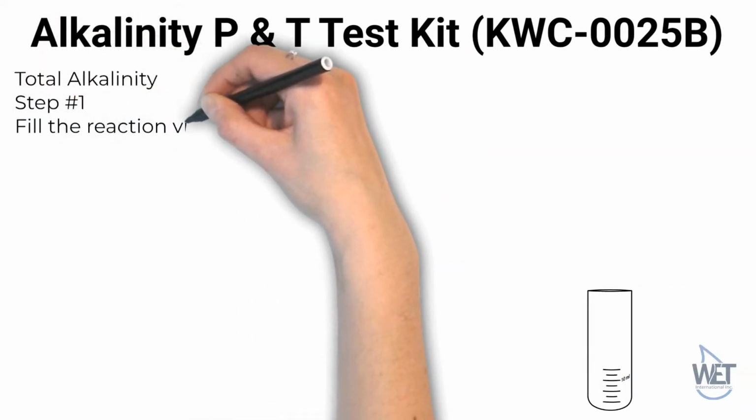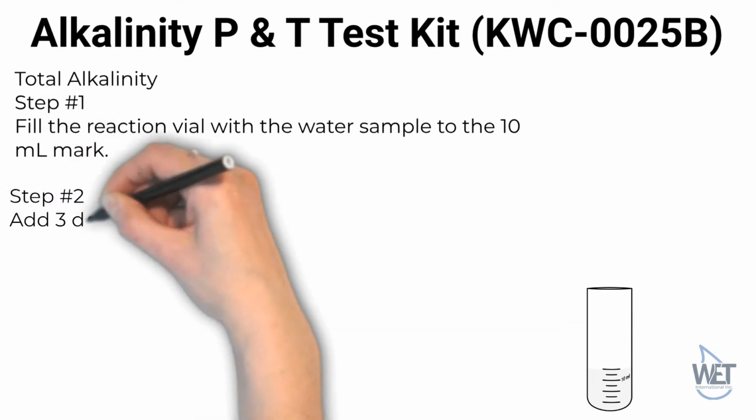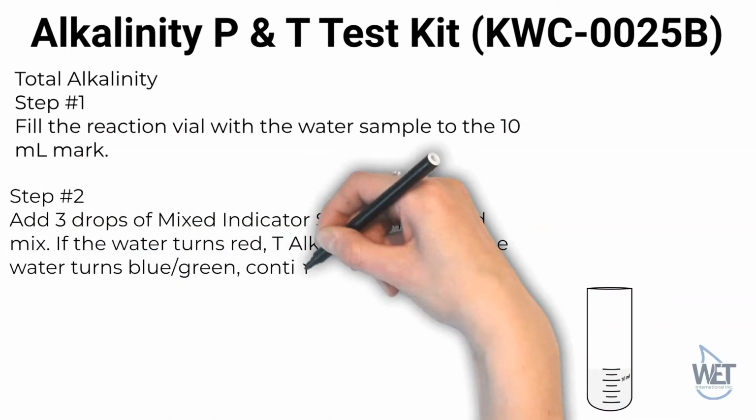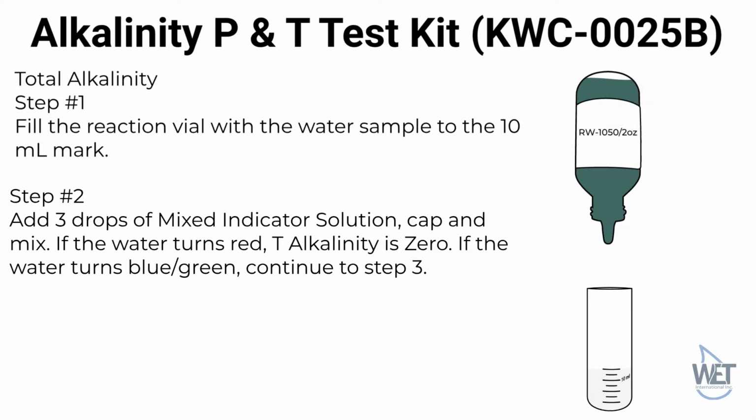Total alkalinity. Step number 1. Fill the reaction vial with the water sample to the 10 milliliter mark. Step number 2. Add 3 drops of mixed indicator solution, cap and mix. If the water turns red, total alkalinity is 0. If the water turns blue-green, continue to step number 3.